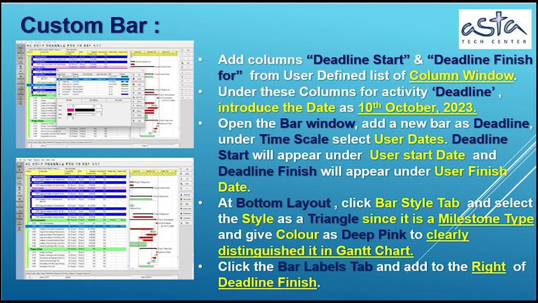Open the bar window, add a new bar as deadline. Under time scale, select user dates. Deadline start will appear under user start date and deadline finish will appear under user finish date. At the bottom layout, click the bar style tab and select the style as a triangle, since it is a milestone type, and give the color as deep pink to be clearly distinguished in the Gantt chart. Click the bar labels tab and add to the right of the deadline finish.